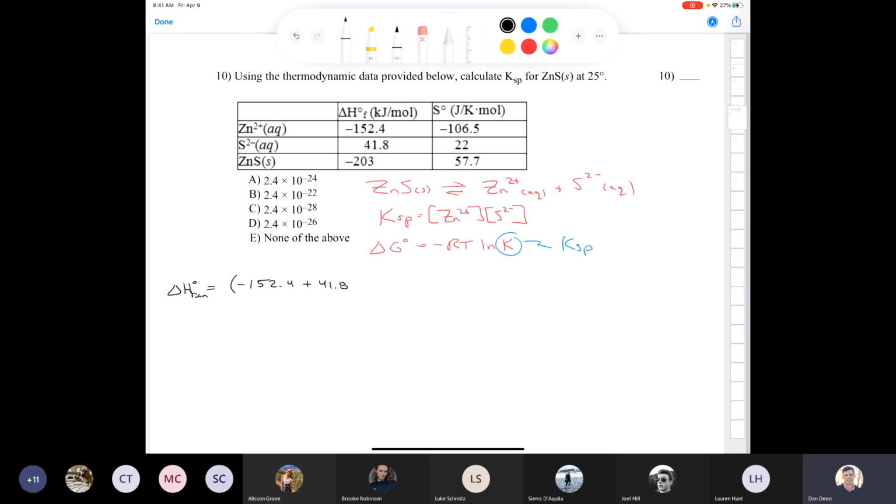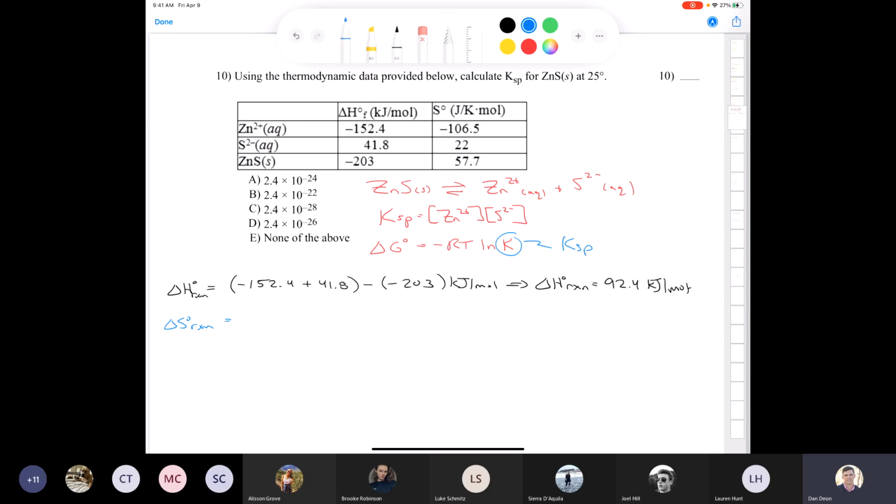And of course, that's kilojoules per mole. I'm going to put that in the end, subtract negative 203 for my zinc sulfide kilojoules per mole, and I end up with a delta H naught for my reaction, which is equal to 92.4 kilojoules per mole. I'm going to do the same thing for my delta S naught of the reaction. I use the exact same thing.